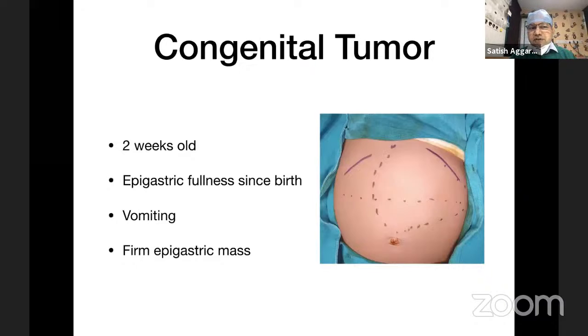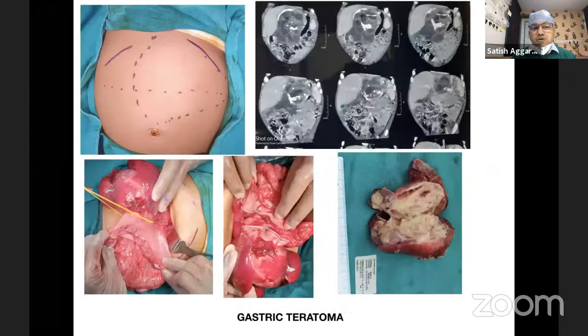Another child is 2 weeks old. Same story, epigastric fullness since birth, vomiting, and firm epigastric mass. This child also had a gastric teratoma. As you can see, again completely excised along with a sliver of stomach. In the left-hand side picture, the yellow sling that you're seeing is the demarcation between the tumor and the stomach.